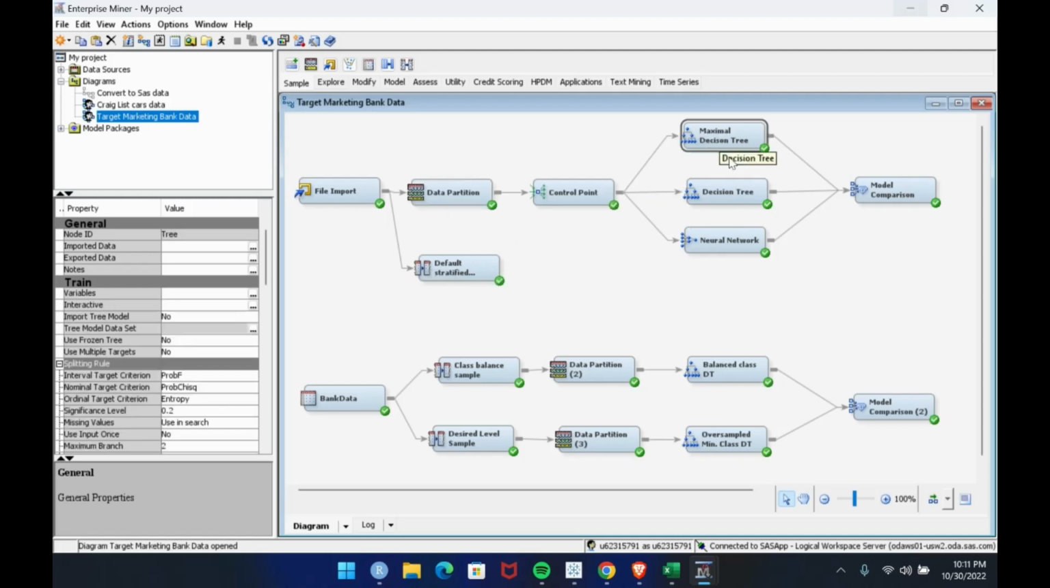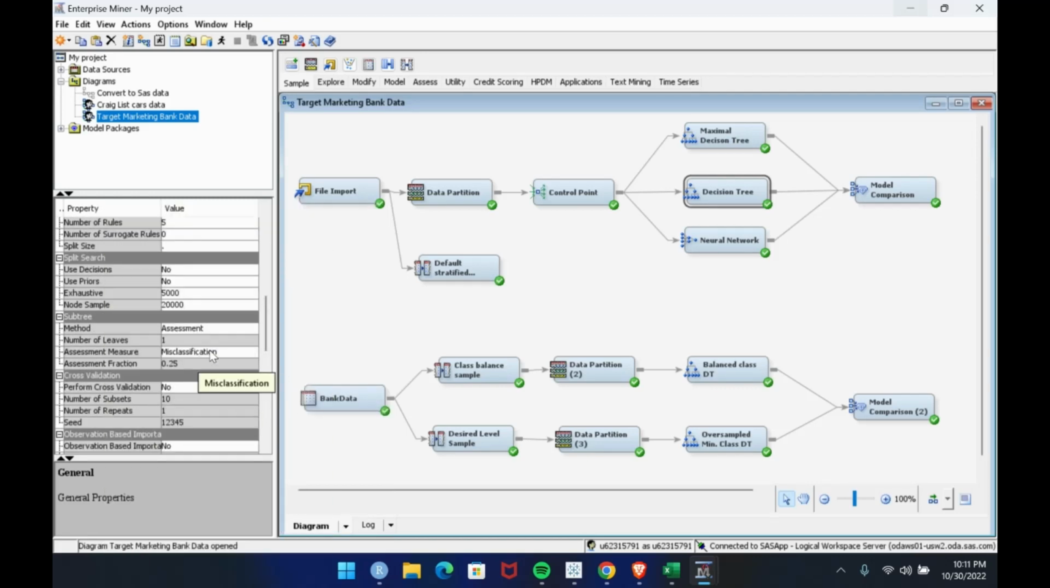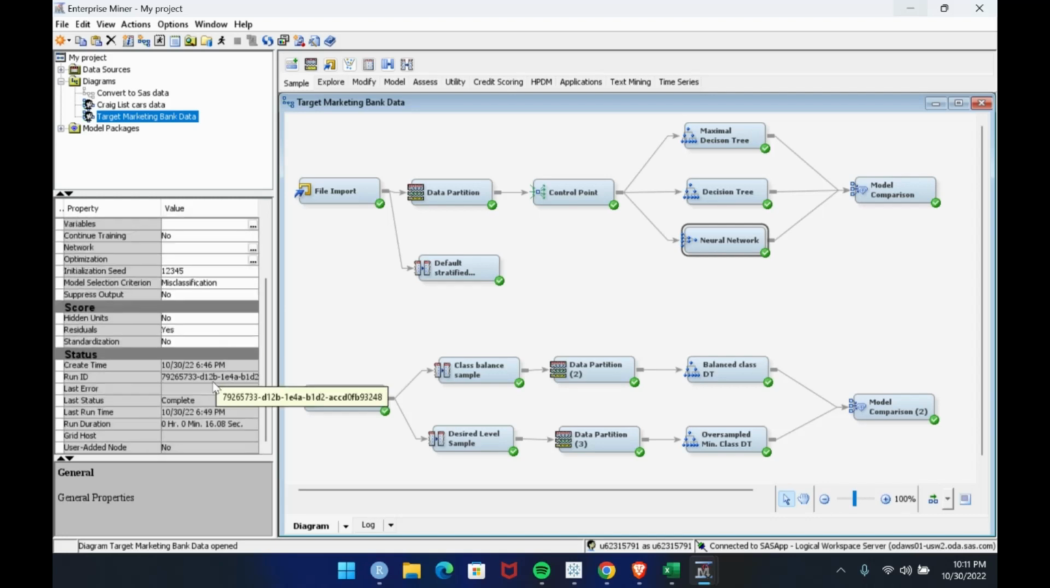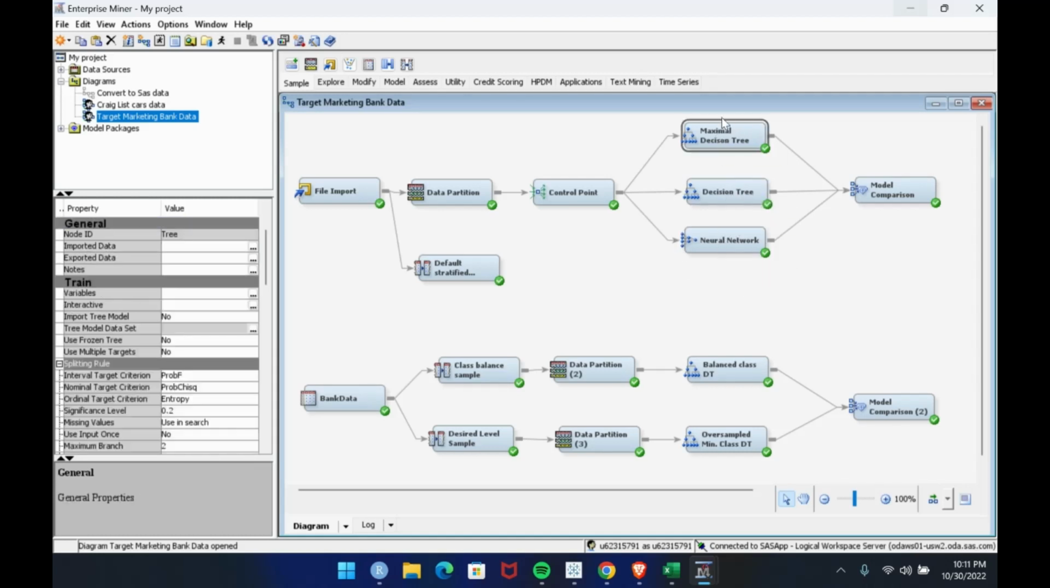So at the control point, we have three models. This maximal decision tree has been built interactively by splitting each node so that we get the deepest tree possible. I did this deliberately to compare it with the pruned tree. For the pruned tree, we have the assessment measure to be misclassification, so the tree with the lowest misclassification rate on the validation set is chosen. Similarly, for the neural net, during training the lowest misclassification rate node is picked. So we have three models. We expect overfitting here because this is the deepest tree, and we are not looking at accuracy of the model.